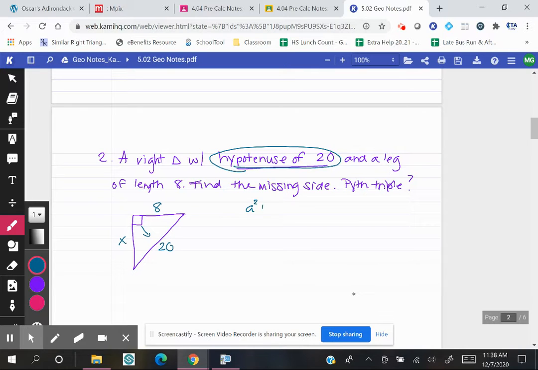So now with our Pythagorean theorem, and why would we use Pythagorean theorem? Well, we have a right triangle, and we use Pythagorean theorem to find a missing side of a right triangle. It doesn't matter which one you call A and which one you call B, as long as your longest side goes in for your C value. All right, and then we're just going to simplify and solve. So 8 squared is 64, plus x squared equals 400. Subtract your 64, and we get x squared equals 336.